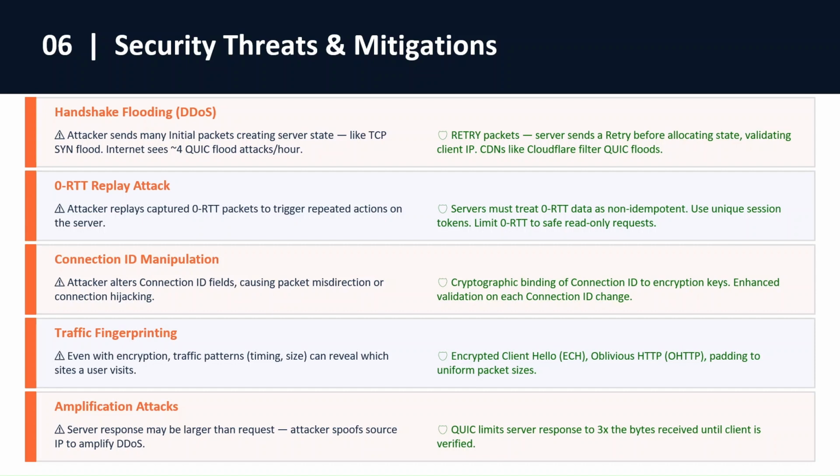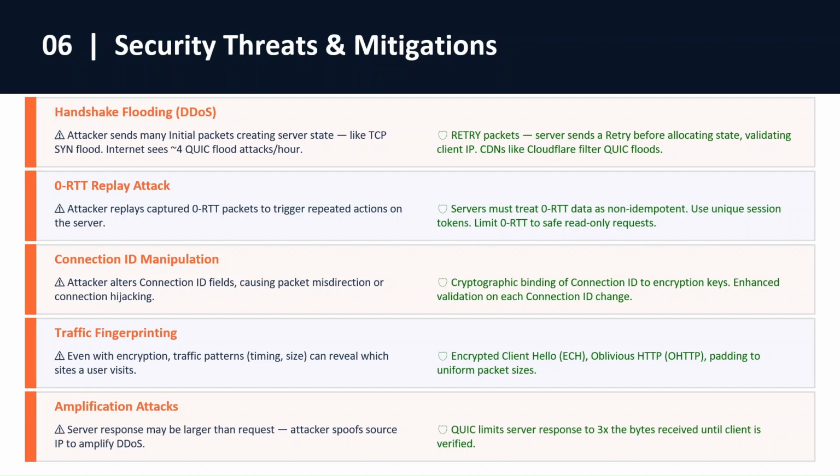Third, connection ID manipulation. The attacker alters the connection ID fields to hijack or misdirect traffic. QUIC cryptographically binds the connection ID to the encryption keys. Fourth, traffic fingerprinting. Even with encryption, timing and packet size patterns reveal which sites a user visits. Mitigations include encrypted client hello and padding packets to uniform sizes.